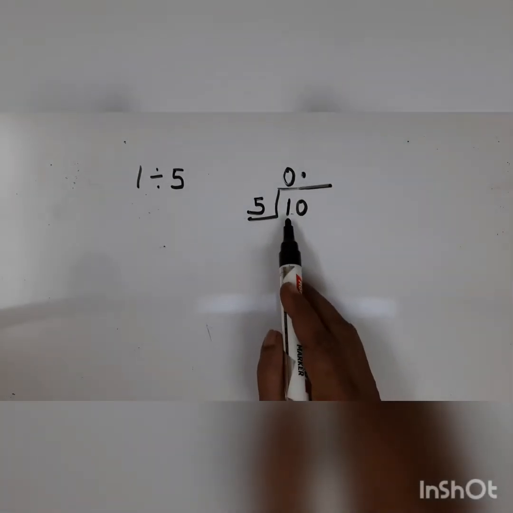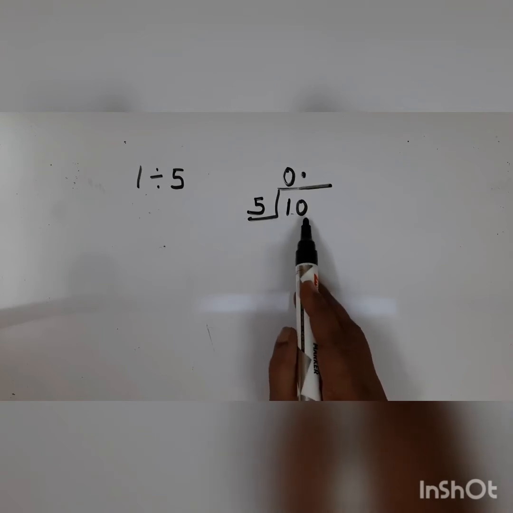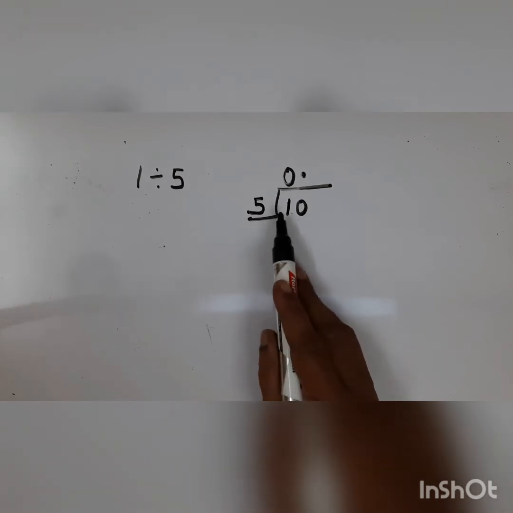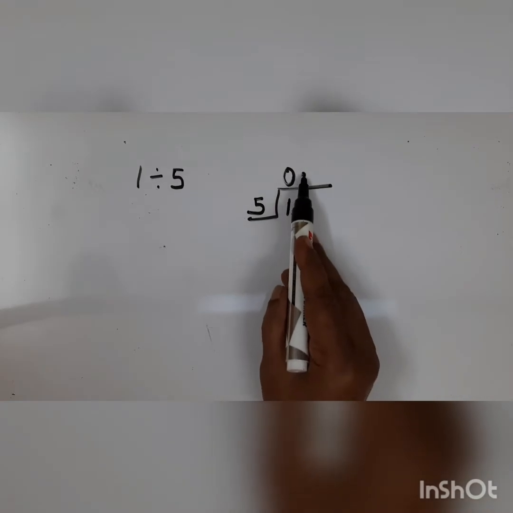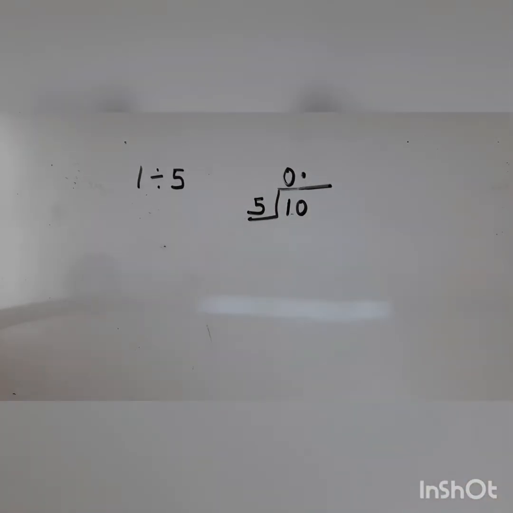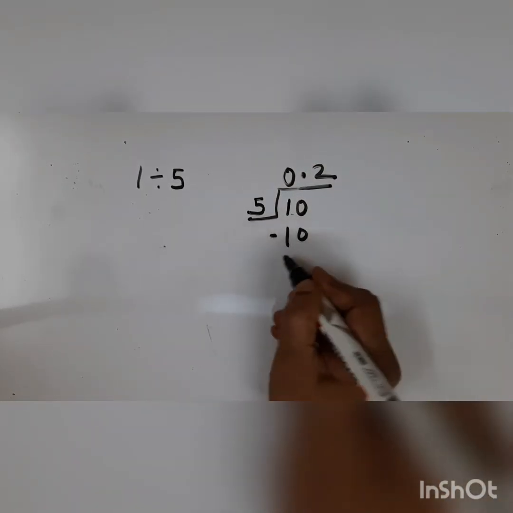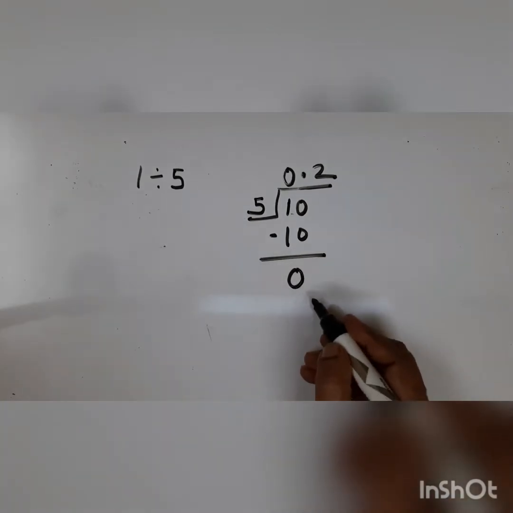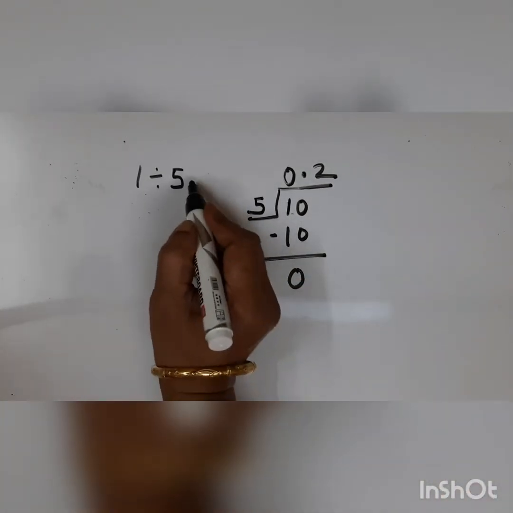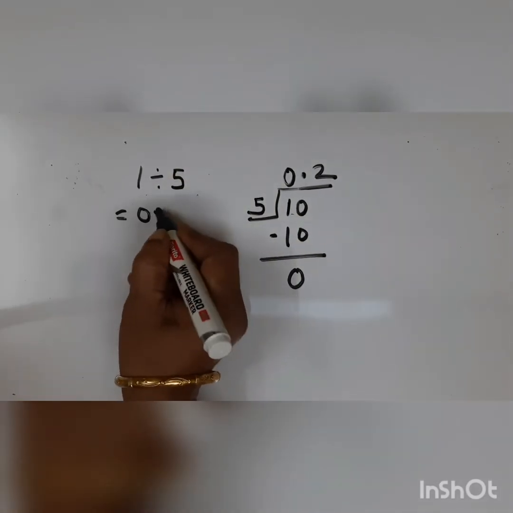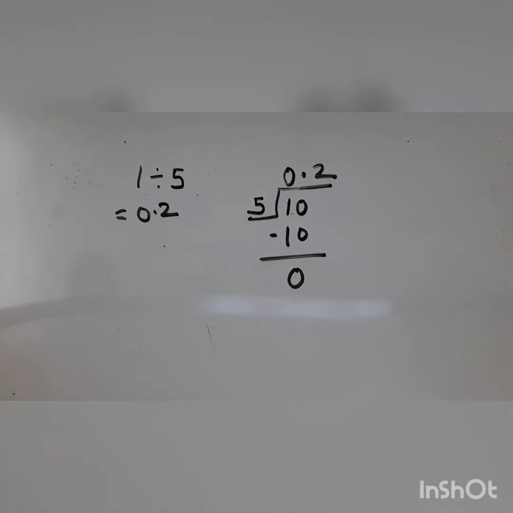So, now this number 1 unit has changed. Now, this is your unit and this is your tens. In the units place, you have 0. In the tens place, we have 1. Right? The 1 has changed to 10. How did I change it to 10? Because I have put the decimal point. So, now 5 twos are 10. So, your remainder is 0 and your answer is 0.2. Let me just write it here. 0.2. Got it?